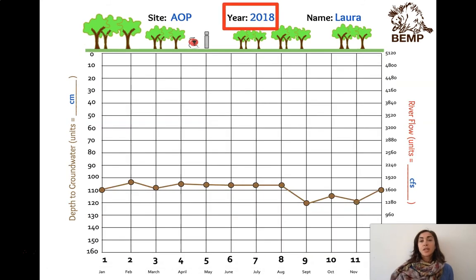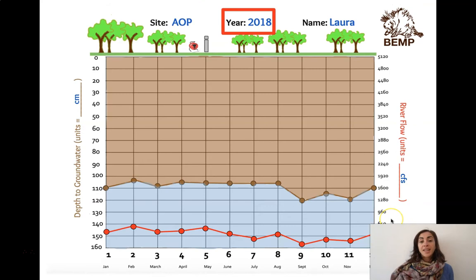So we're going to continue with AOP, the Albuquerque Overbank Project, but we're going to represent data for a year after, so for 2018 instead of 2017. And as you can see, we have the groundwater depth in here, very different from the previous year, very flat. And here we have the river flow data, which is also pretty flat, following the groundwater depth data.